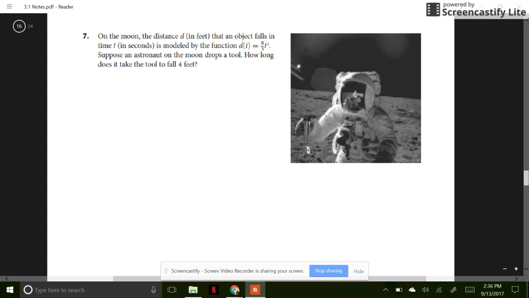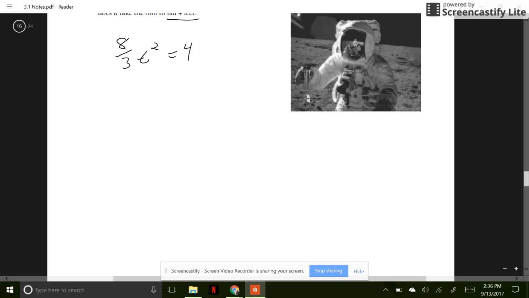So on the moon, the distance an object falls in time is modeled by the function d of t equals 8/3 t squared. Suppose an astronaut on the moon drops a tool. How long does it take the tool to fall 4 feet? That means our distance here is 4. So if we set up our equation, 8/3 t squared should be equal to 4.